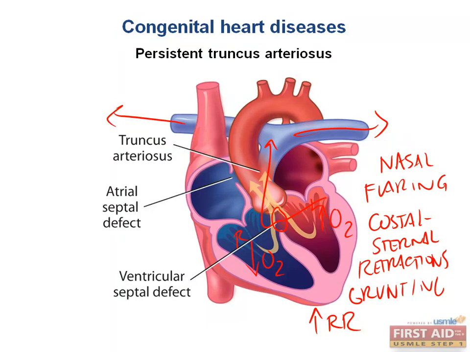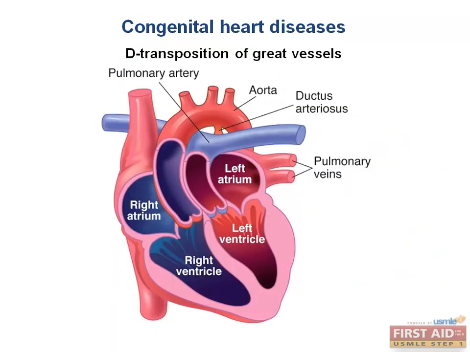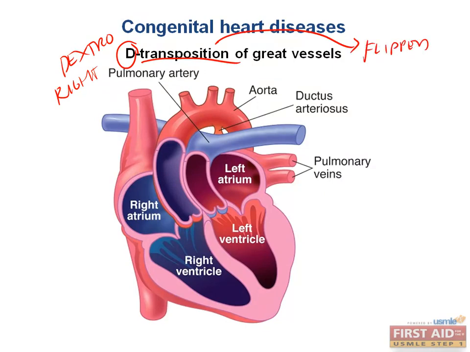Let's go ahead and move on to D-transposition of the great vessels. Let's analyze this disease by just checking out the name. So D is for dextro, which is a fancy way to say right. And transposition means that things are flipped. So in dextro transposition of the great vessels, the origin of the aorta is anterior and to the right of the pulmonary artery origin. We know this is not normal. Usually these are on the opposite sides of each other, as in this image.